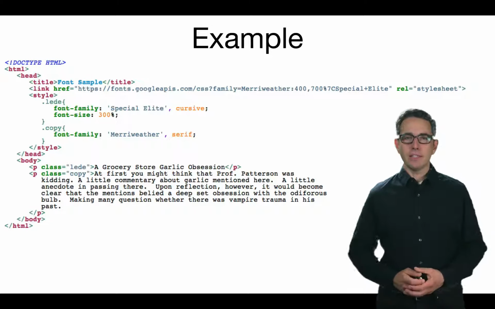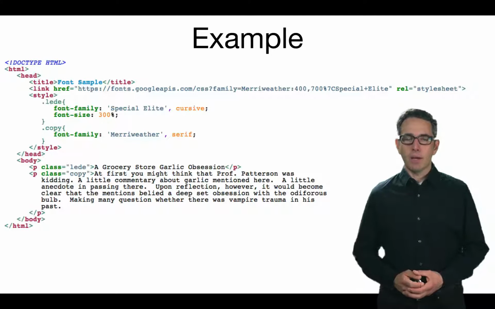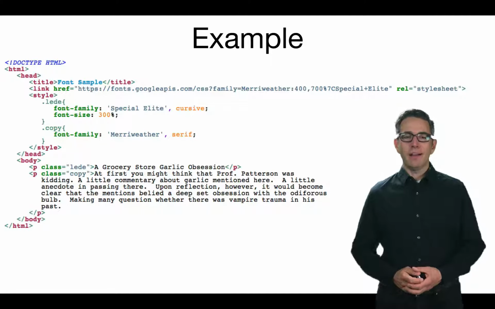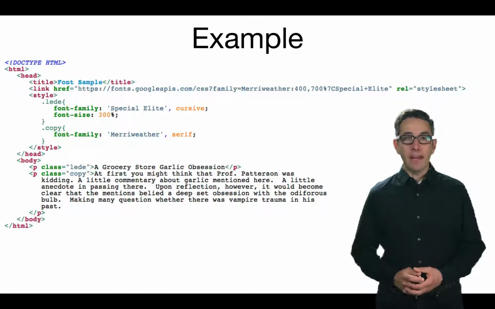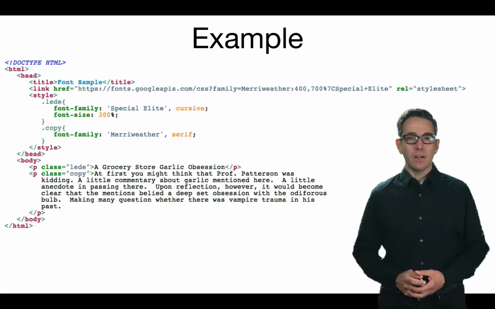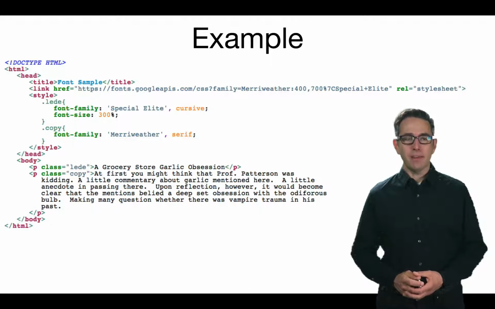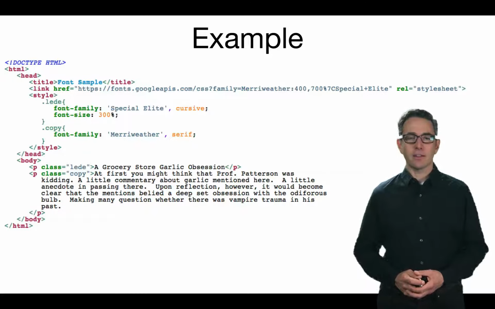Once you copy that line, you can then go to your HTML and put it in there. So here's an example of a very short HTML document. You can see that it's HTML5 from the doctype at the top. There's an outer HTML tag, and we have a head and a body section. In the head section, I've included a title for this page. It says font sample. And then I've included that link tag, which is what Google provided me in order to request the external style sheet.